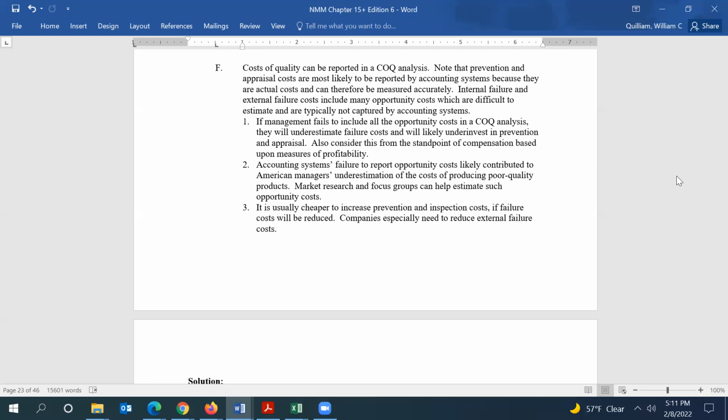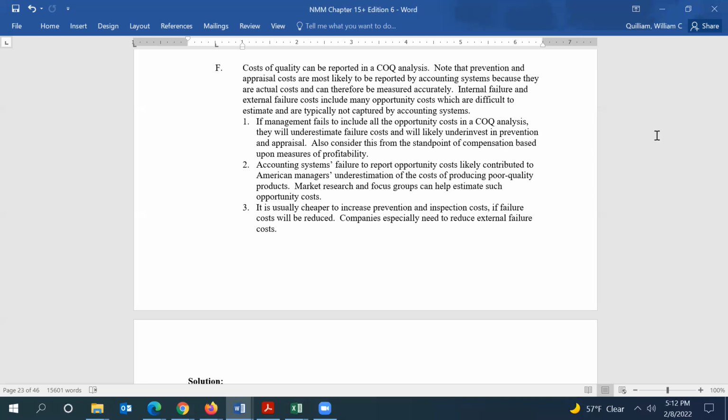Then number two, American systems' failure to report opportunity costs likely contributed to American managers' underestimation of the cost of producing poor quality products. Market research and focus groups can help estimate such opportunity costs. You can get people to say what they're really thinking, sometimes they don't. And third, it's usually cheaper to increase prevention and appraisal costs if failure costs will be reduced. Companies especially need to reduce external failure costs. Again, it's better to make it right the first time, and if you don't, at least catch it in-house through good appraisal or inspection activities.